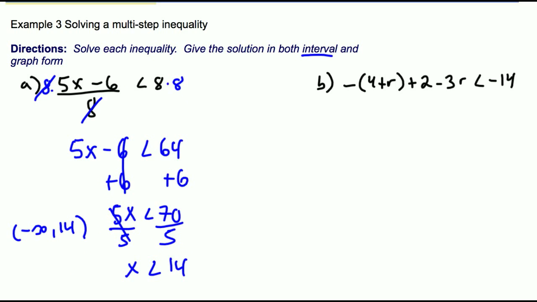And then lastly, we want to make a number line. So I'll put a 14 right here, with a parenthesis, and it's going to go to the left.